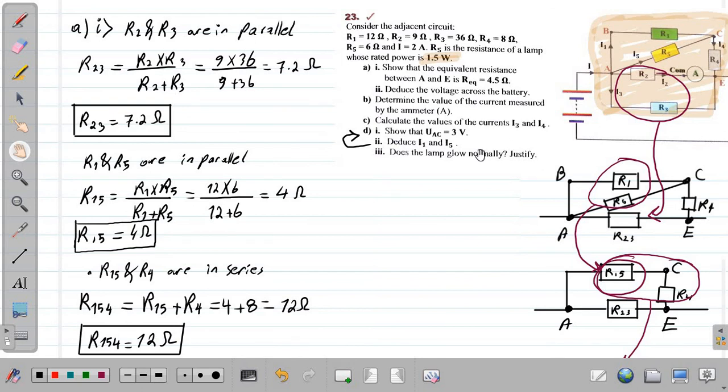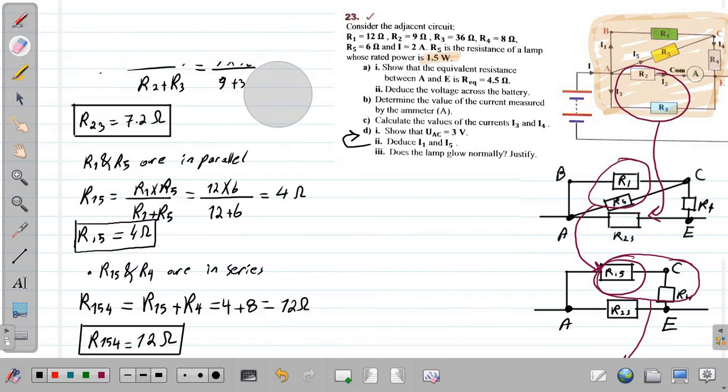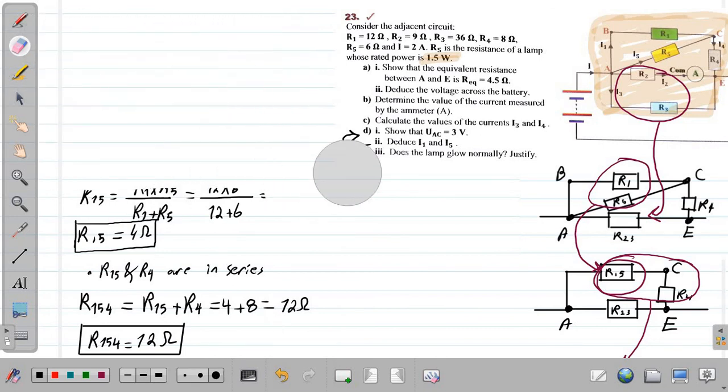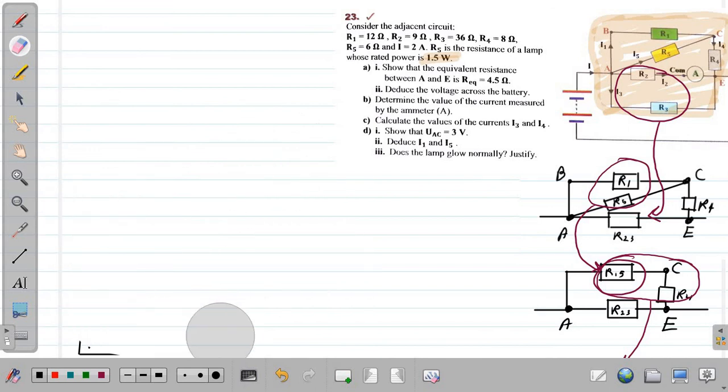Lamp, where is the lamp? حسب ال question, R5 is the resistance of a lamp. So R5 considered as a lamp أو هي lamp considered as a resistor. والrated power تبعها 1.5. فأنا كيف حأعرف إذا اللامب glows normally إذا كان the power of this lamp is equal to the rated power.